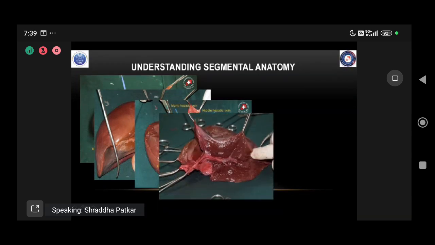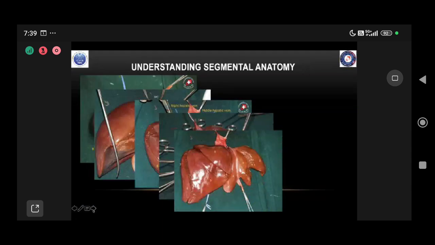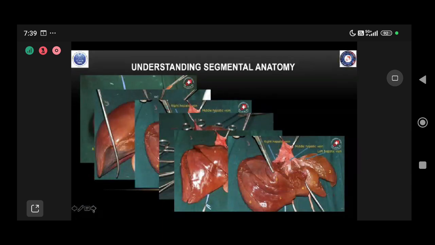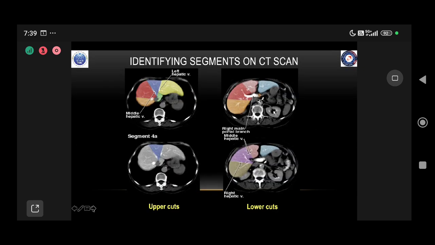Just a picture and a diagrammatic representation of the same. These are the segments and sectors we need to identify on CT scan. So any liver surgeon has to be well versed with identifying segments and sectors on radiology. And this is just a simple map. You have to follow the hands of the clock and first go to the cava, find the hepatic veins. This is the left, this is the middle, this is the right, and you will get these superior ones.